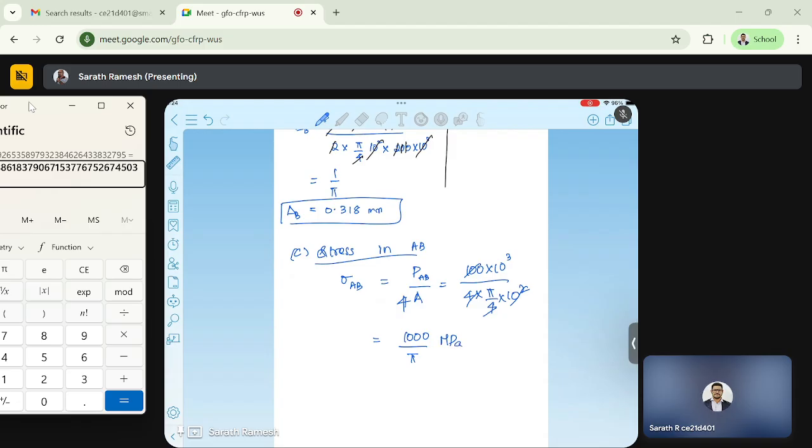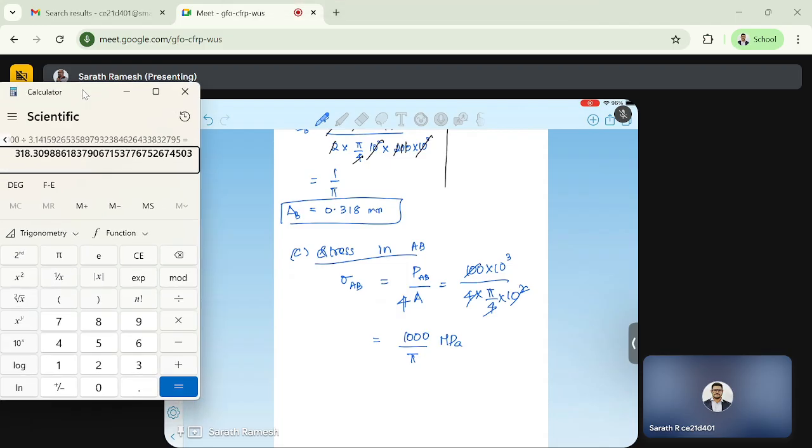Okay, 1000 by pi, which I'm getting as 318.31 megapascal or Newton per mm square. Okay, this is sigma AB.